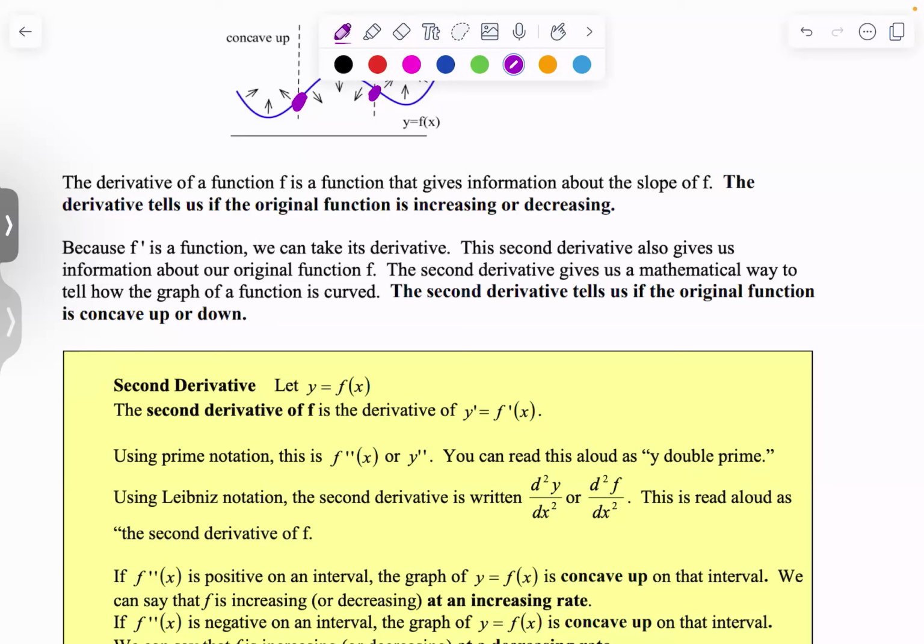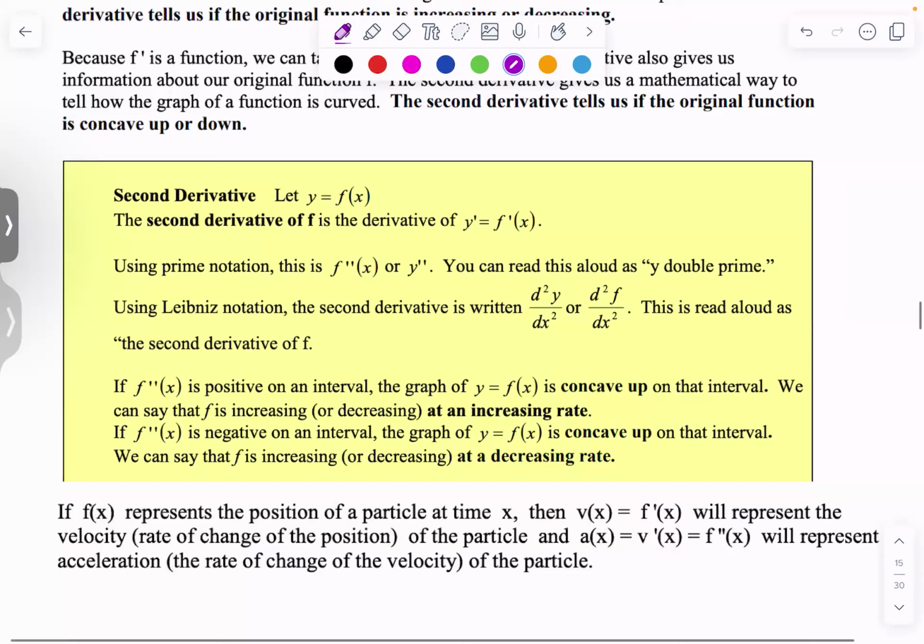Because f is a function, we can take its derivative. This second derivative also gives us information about our original function f. The second derivative tells us whether the original function is concave up or down. And here is our second derivative test.